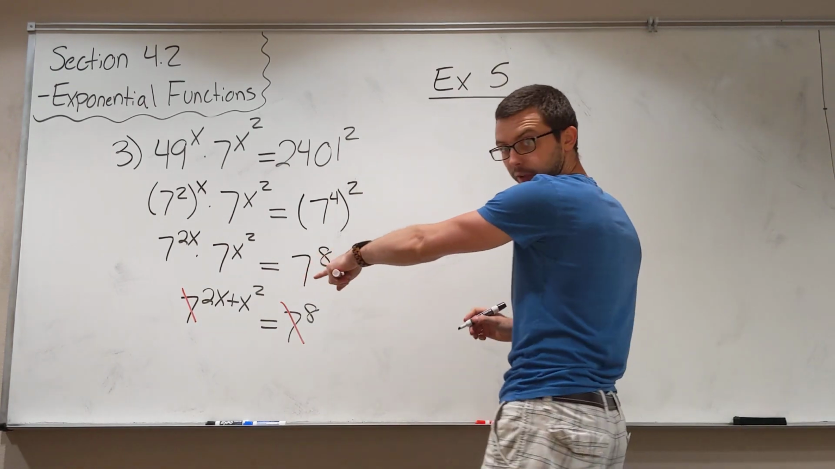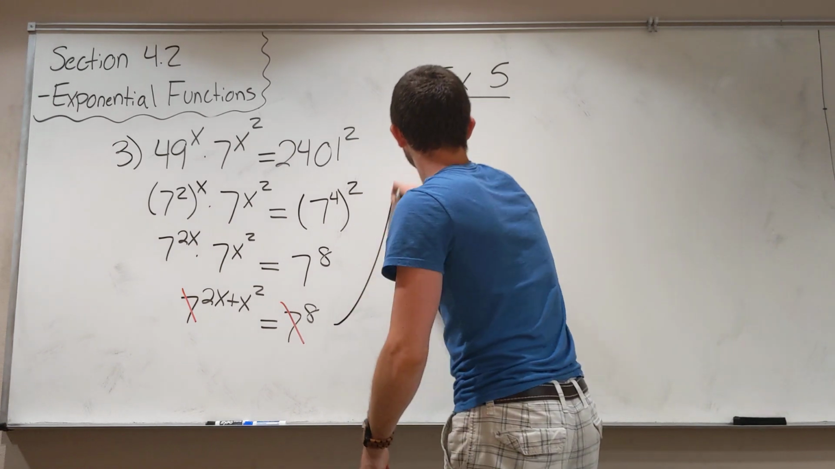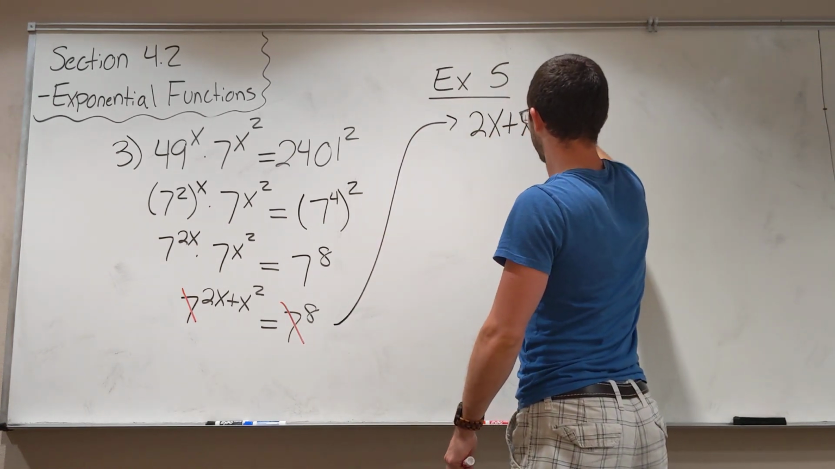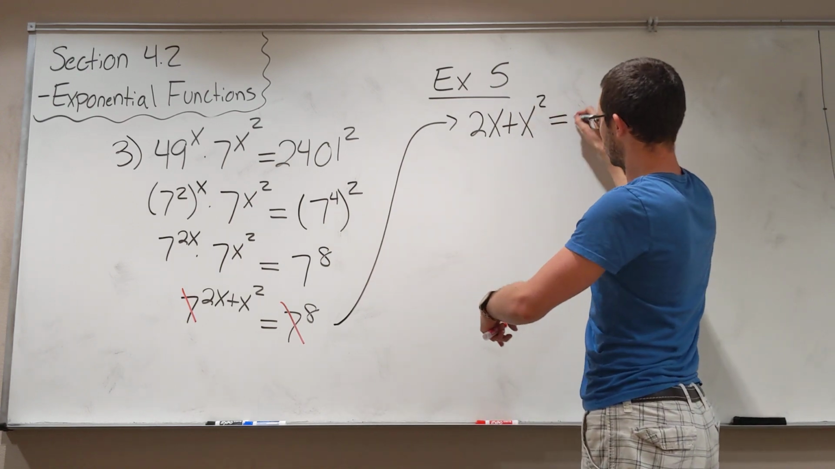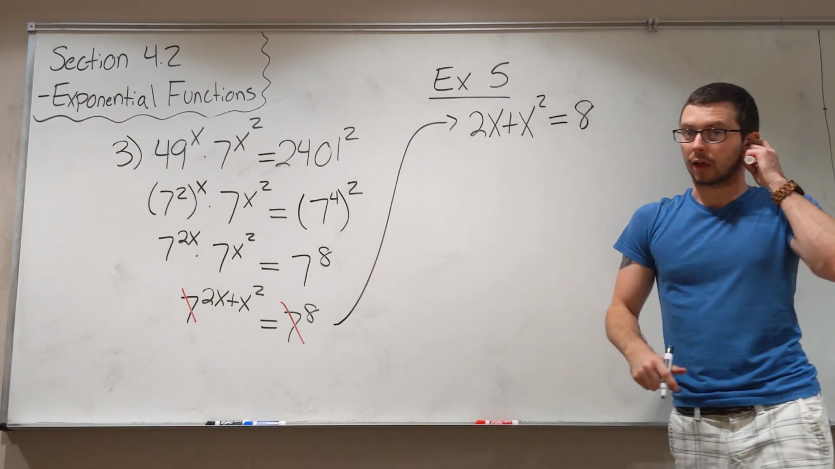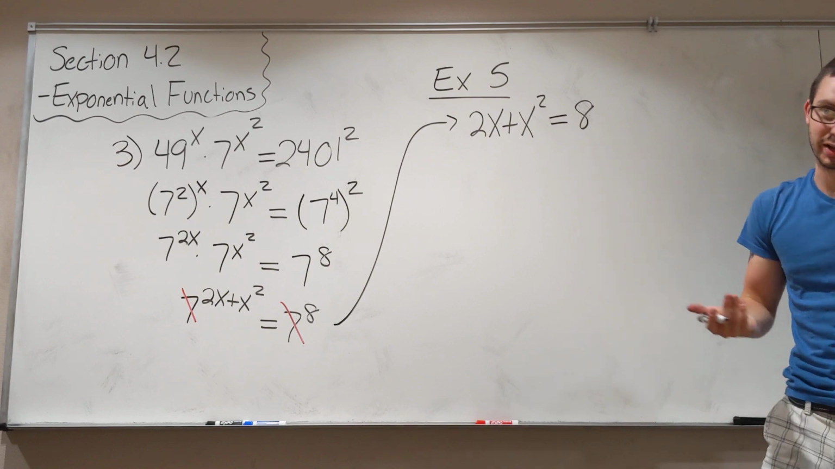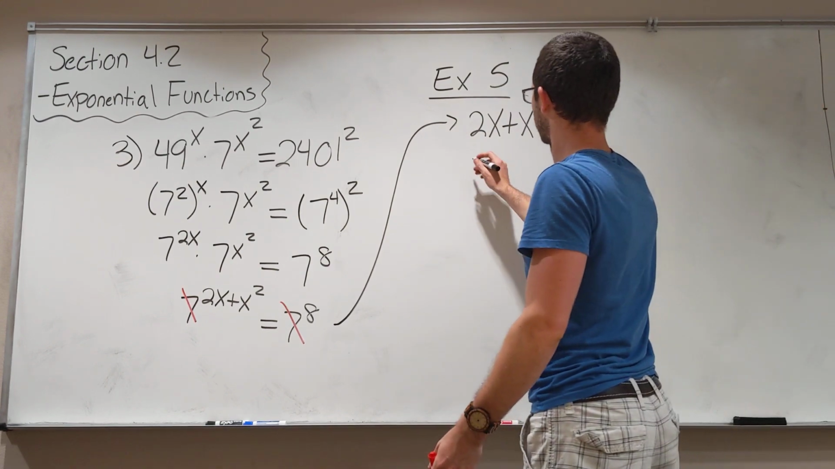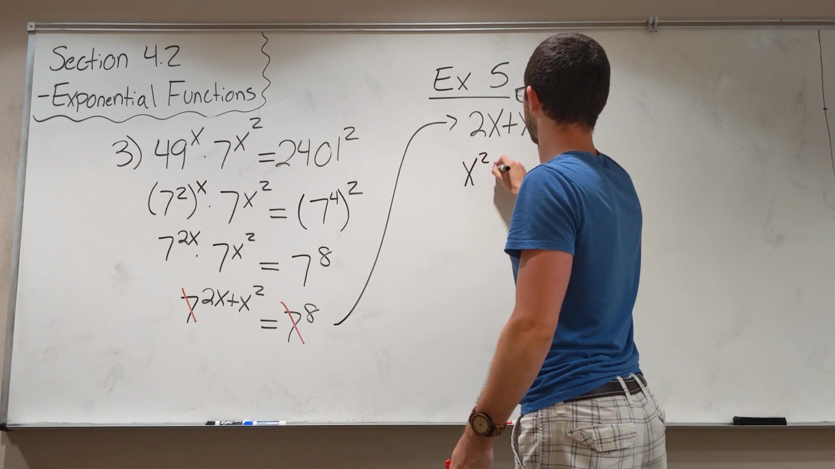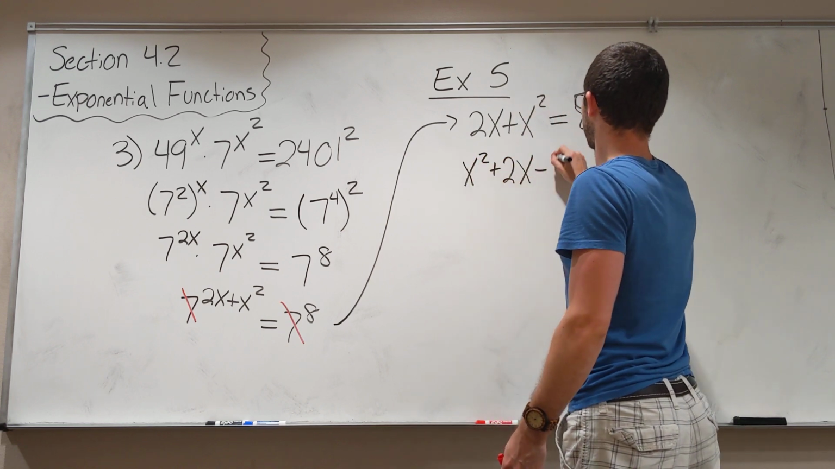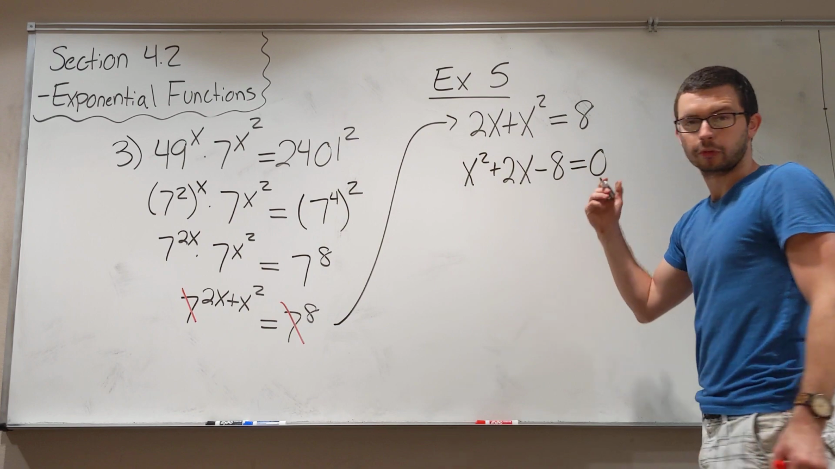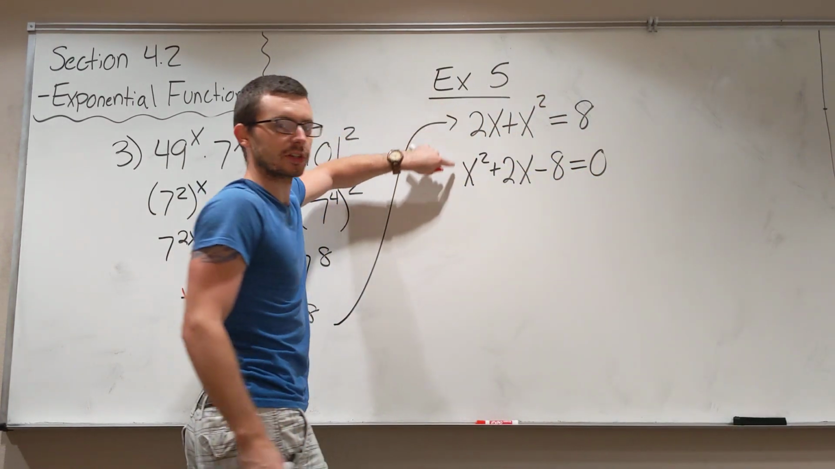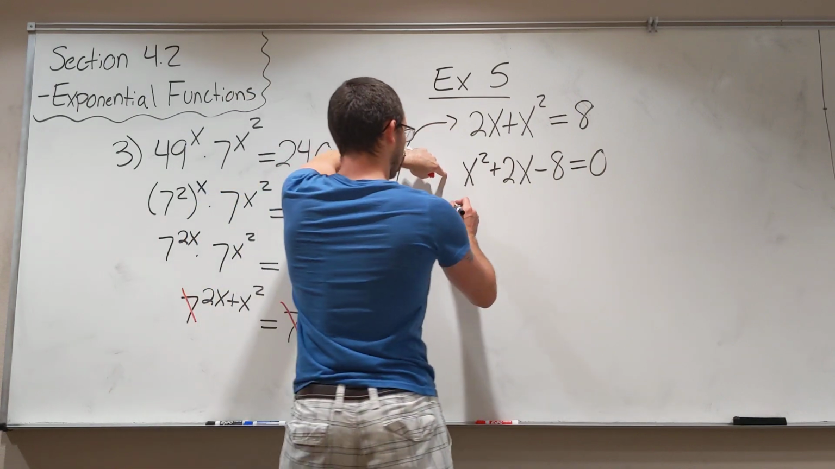So from here on the left-hand side, we now have 2x plus x squared, and on the right-hand side, it's equal to 8. And yes, we do have a quadratic. We need to put this in standard form and factor it. I won't spend too much time on that, but the modification to put this in standard form is here.